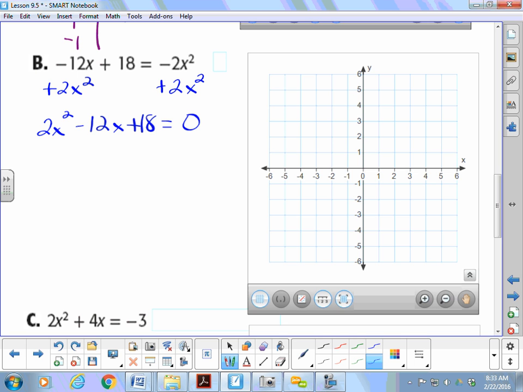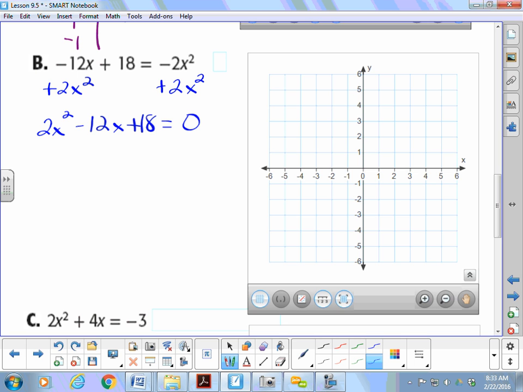Okay, first of all, which way does this graph open? Up, because A is positive, right? So we know that. It's got to open up. Where's the y-intercept?